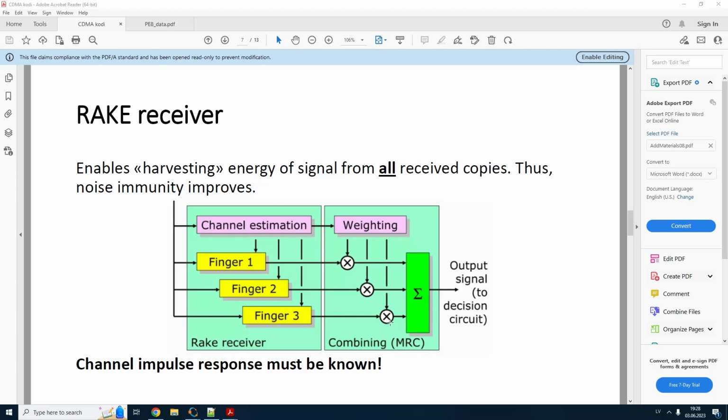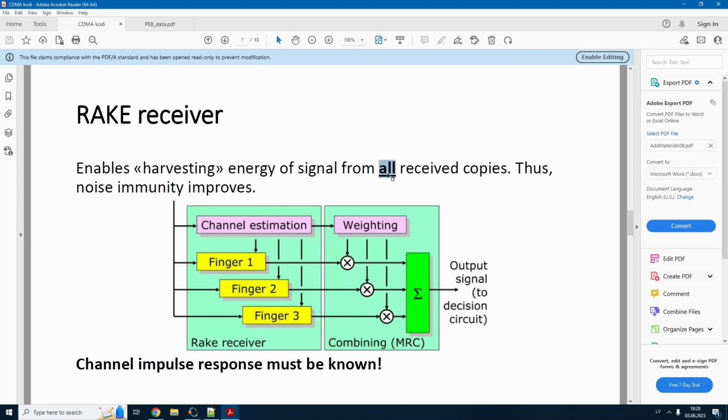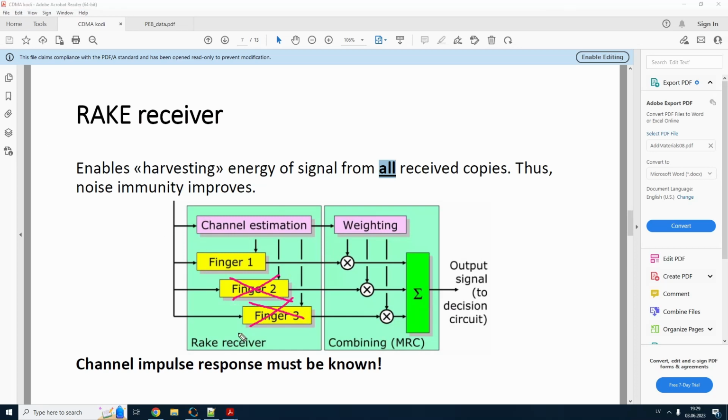Well, actually, this resembles the tool that is called a rake, the idea of which is to harvest leaves or whatever else from the ground when you try to collect and remove them. Similarly, these RAKE receivers harvest the energy of the signal from all received copies. That is very important. We are not going to try to eliminate these extra copies of the signal.